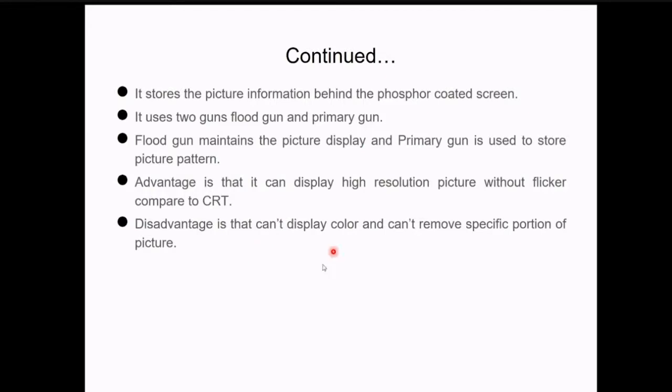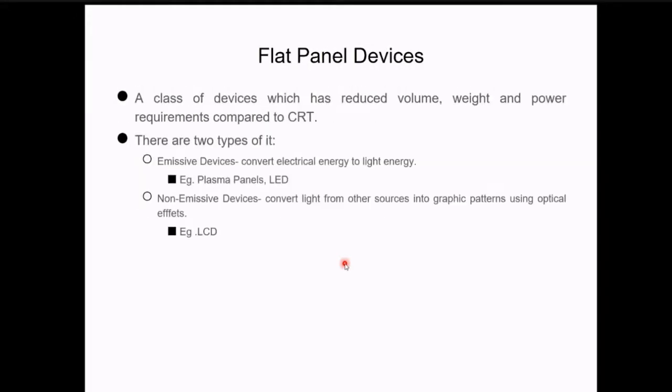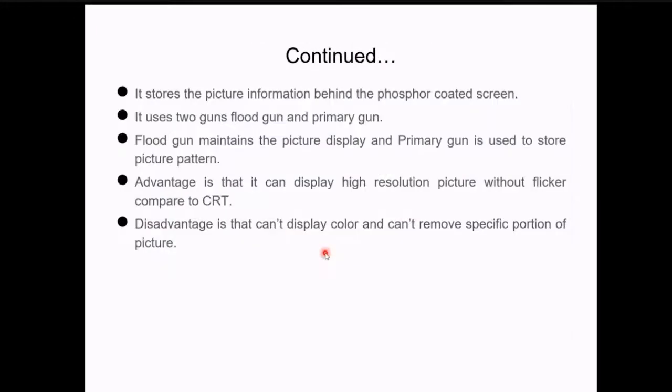The disadvantage is that it can't display colors and cannot remove a specific portion of the picture. As I told you, if you have a predefined circle or predefined shape in your storage grid, then it will give you a high resolution picture. But what if you don't have that? If you have a scenario with detailed trees or animals in a particular background, then it won't be able to display that kind of detail. That is the disadvantage of this device. And it can't display colors. That was one problem with DVST displays, but nowadays this has been eliminated. Now it is able to produce colors also because of technology advancement.